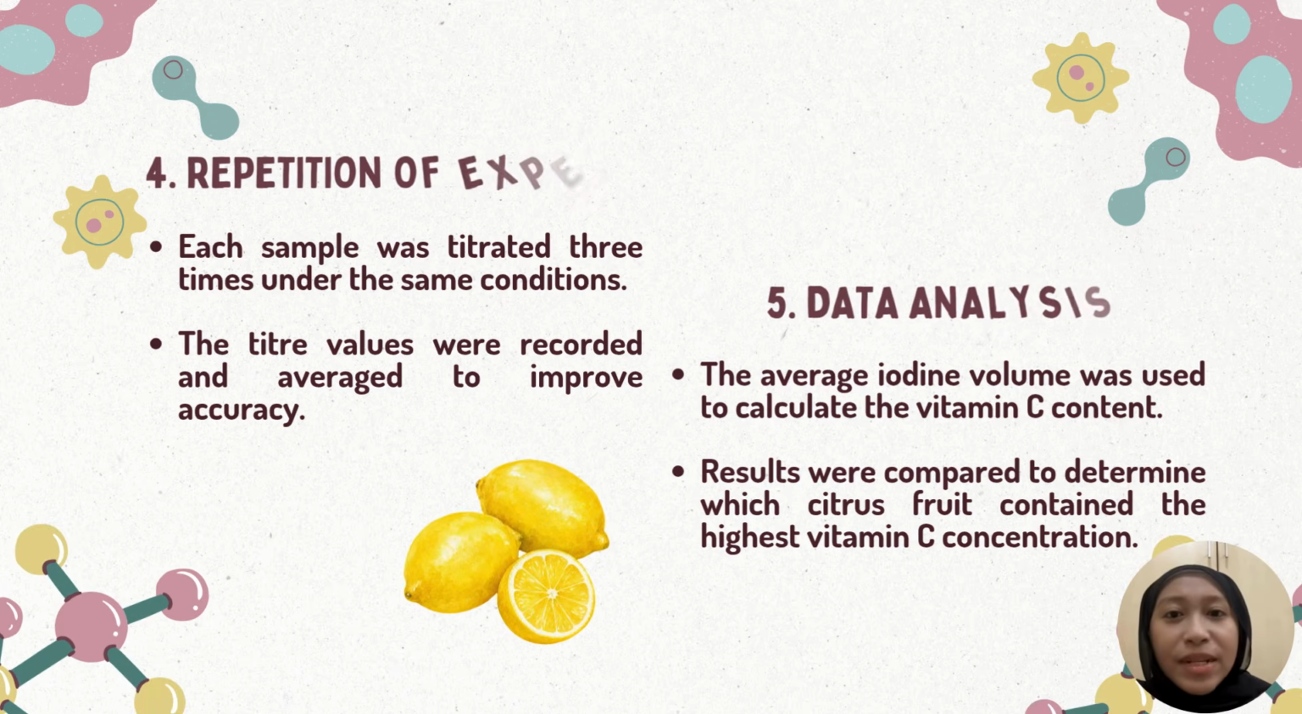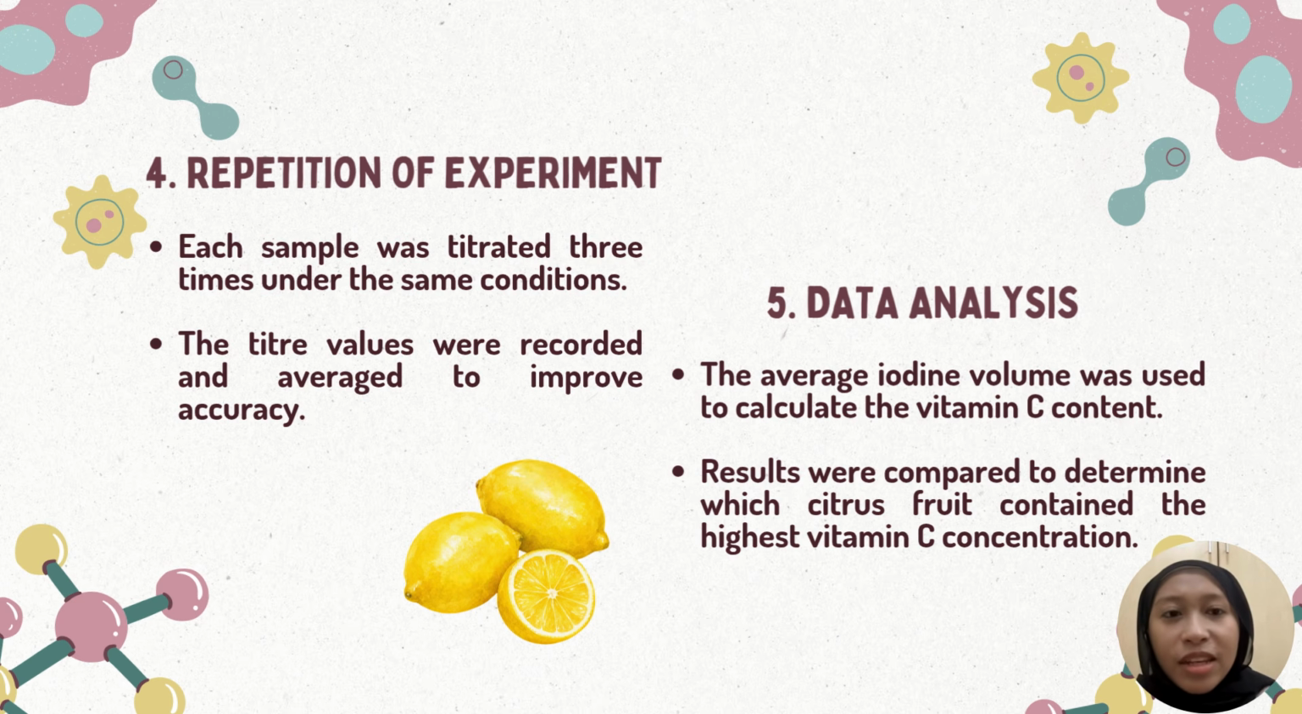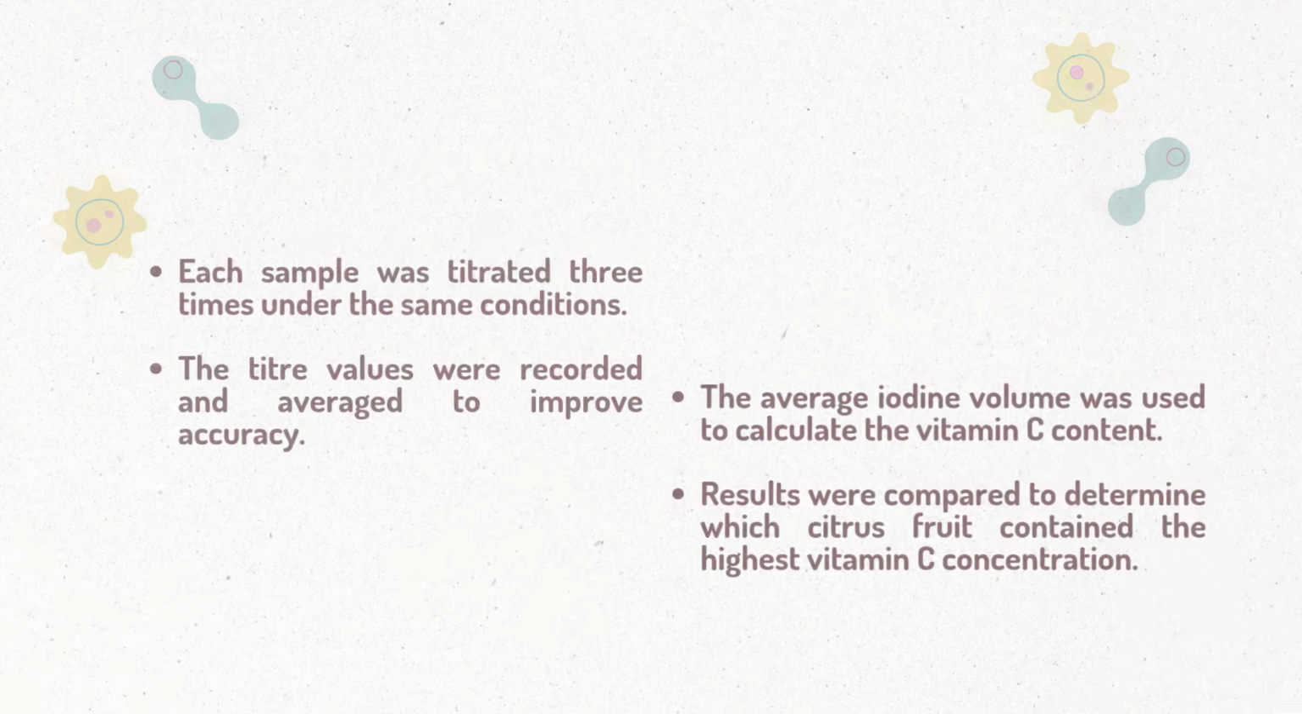Repetition of experiment and data analysis. To improve the accuracy and reliability of the results, each fruit juice sample was titrated 3 times under the same conditions. The titer values obtained were recorded and averaged. The average titer value was then used to calculate the vitamin C concentration in each fruit sample. Finally, the vitamin C contents of orange, guava and lemon were compared to determine which fruit contained the highest concentration.